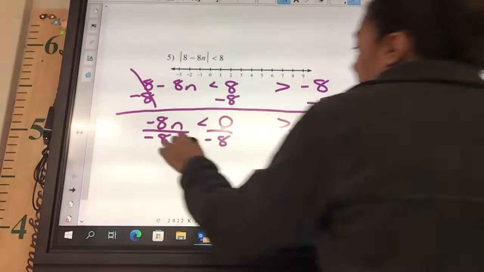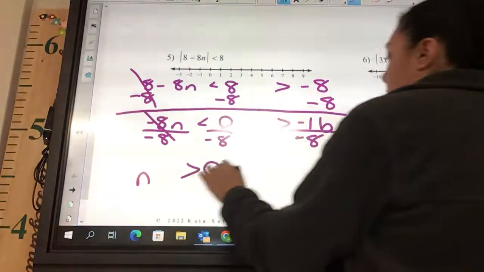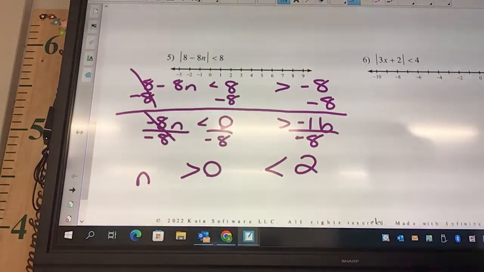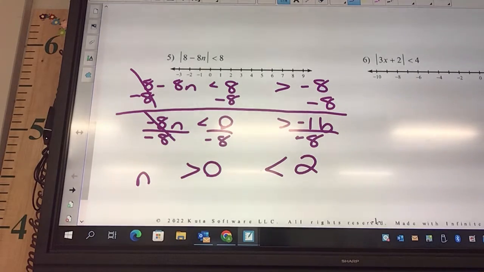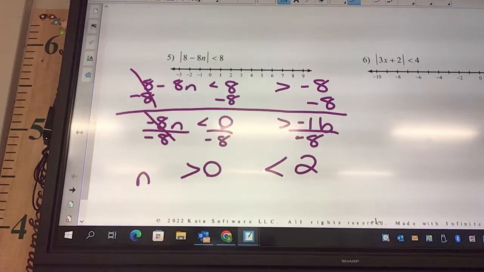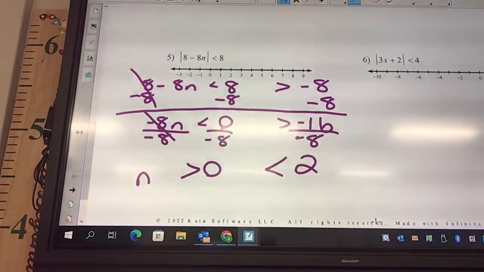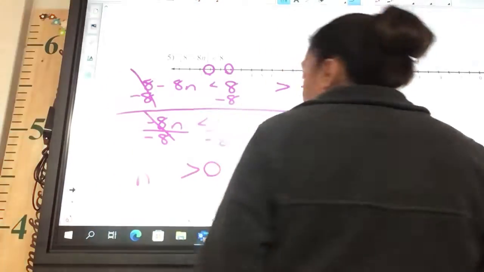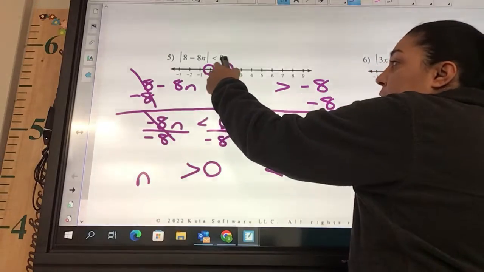What happens when we divide by a negative? We've got to flip our signs. So that one's going to be that way, and this one's going to be this way. Okay, should those be open or closed? Open. Open. Going which way? In or out? In, for sure. This says n is greater than 0, which means it's going to be going this way.